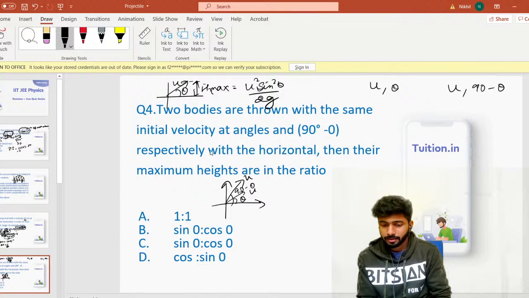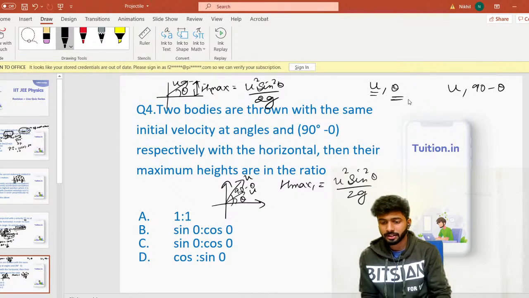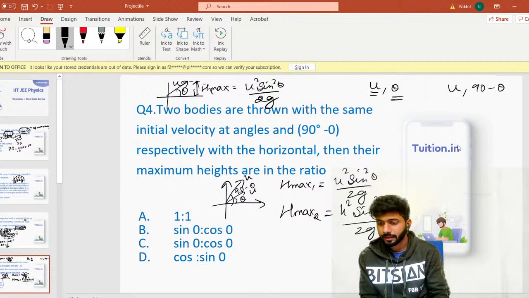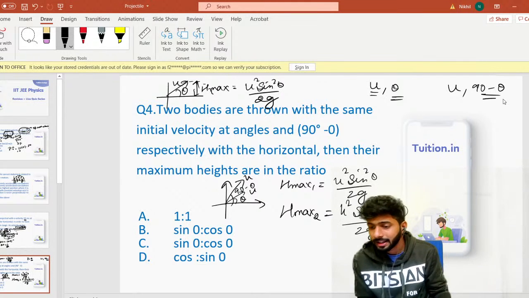What is the maximum height of the first body? It is u square sine square theta by 2g, because velocity is u and angle of projection is theta. The maximum height of the second body is u square sine of 90 minus theta whole square by 2g, because 90 minus theta is the angle, right?